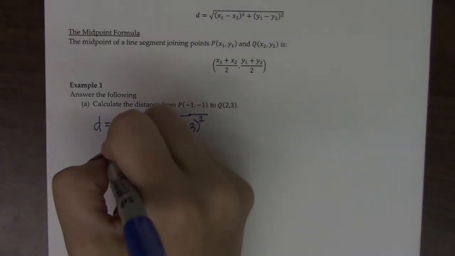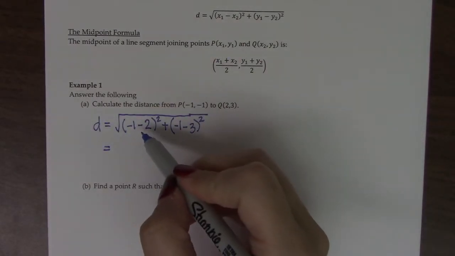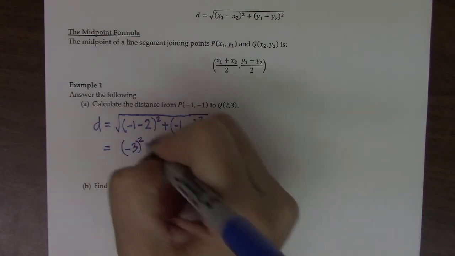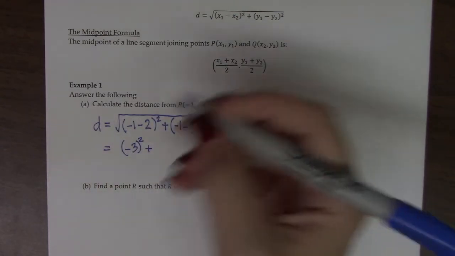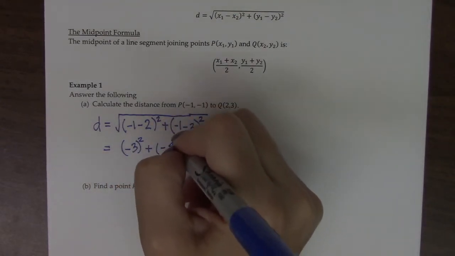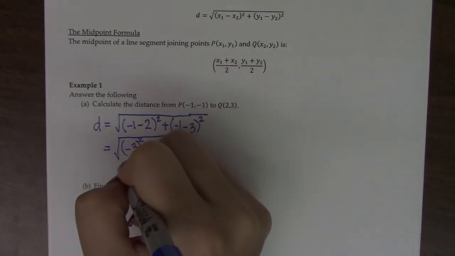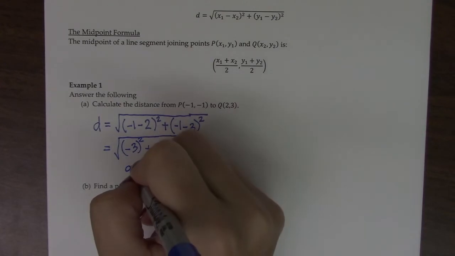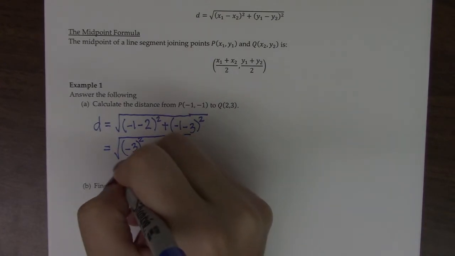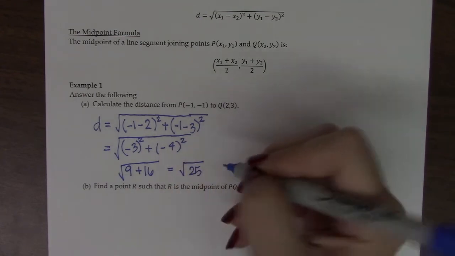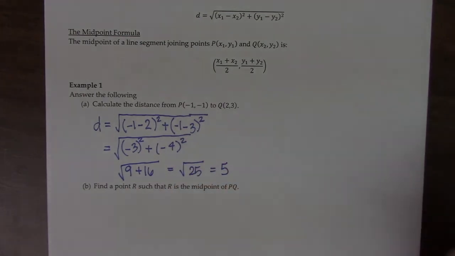Now I can see that -1 minus 2 is -3, and -1 minus 3 is -4. -3 squared is 9, and -4 squared is 16. 9 plus 16 is 25, so the square root of 25 is 5. So these points are 5 units apart.